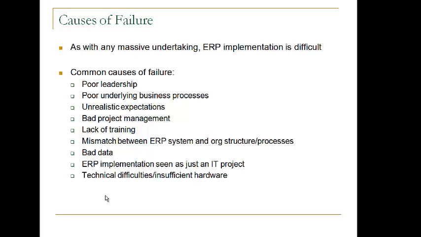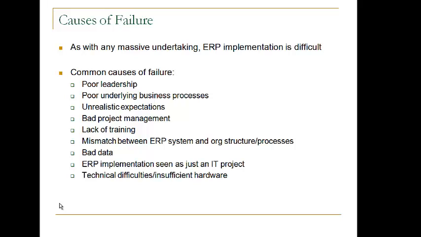First being poor leadership. Second, poor underlying business processes. So ERP or any IT solution should be the mechanism by which we execute a process. It should not be the process itself. A lot of companies fall into that trap of trying to use technology as the process rather than supplementing the process. If we have poor underlying business processes, it doesn't matter how good our ERP system is, it's not going to work. It's not going to be able to patch up the holes in our processes.